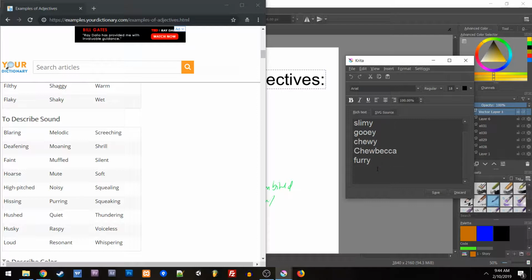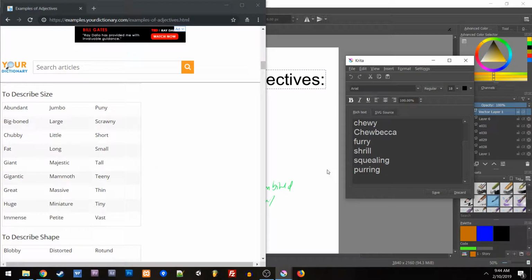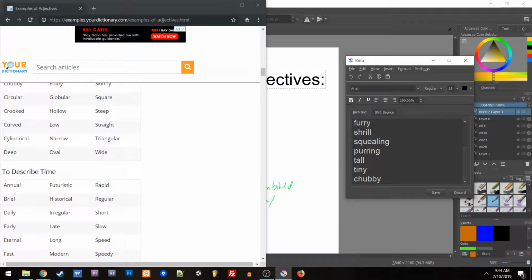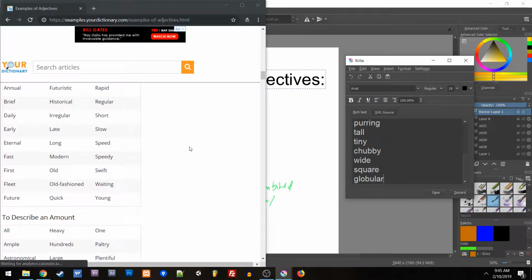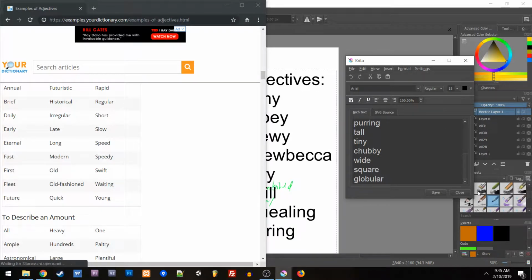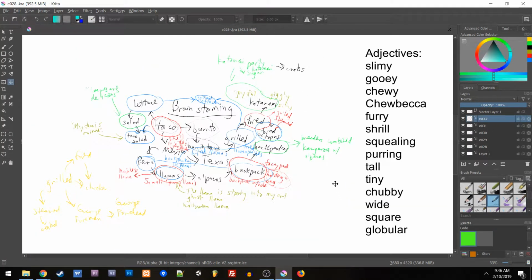So let's look at trill. Or let's look at squealing. Or let's look at purring. Let's keep going. Let's look at tall. Let's look at tiny. Let's look at chubby. Let's go down more. Let's look at wide. Let's look at square. Let's look at globular. I don't even know what that means. I'm guessing that means round. So we're going to stop there because that's plenty of adjectives. Alright, sweet. Now we have our list.